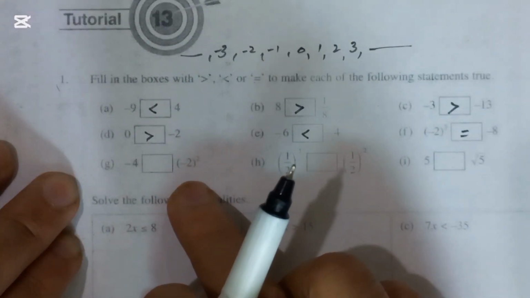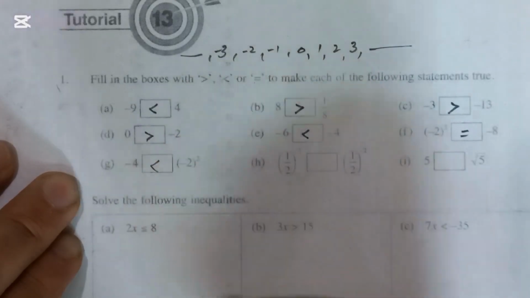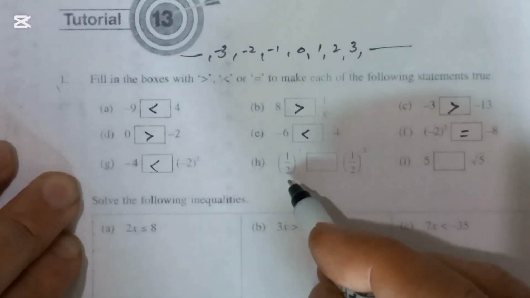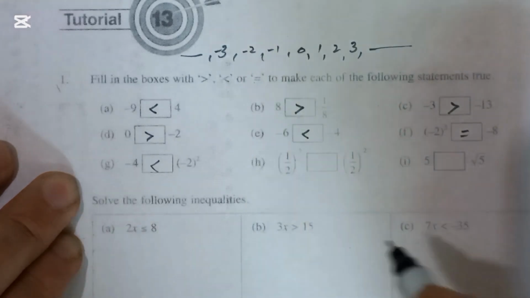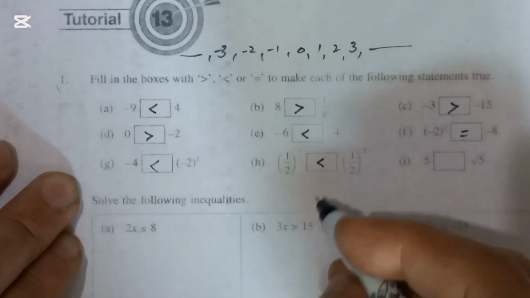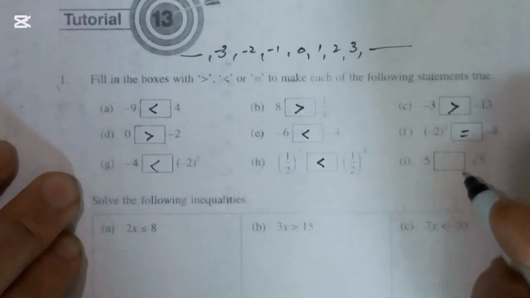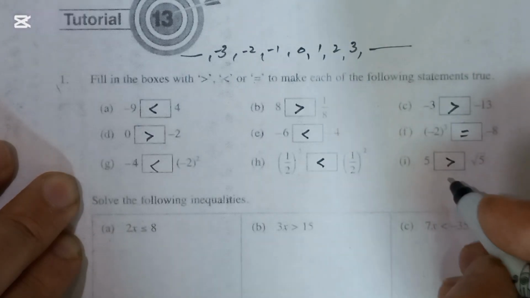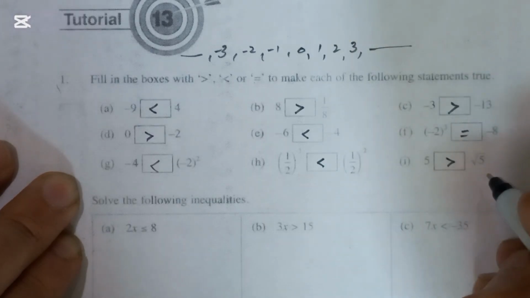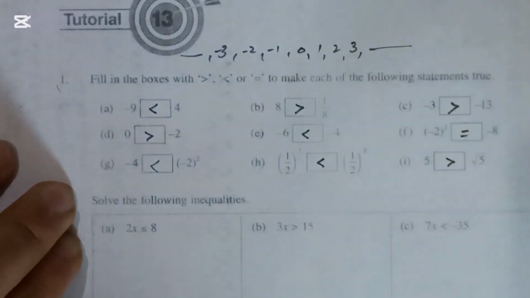-2 square will be 4, so 4 is greater than -4. 1/2 cube will be equal to 1/8, and this will be equal to 1/4. So 1/4 will be greater than 1/2 cube. And here is 5, and here is square root of 5. So 5 is greater than square root 5. So this is the question number 1.